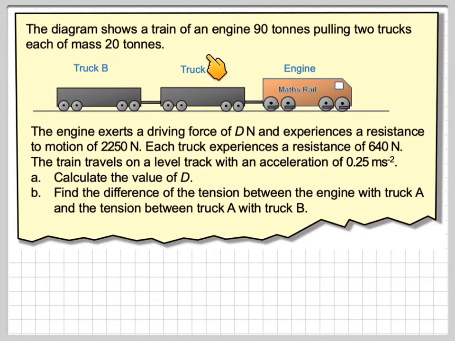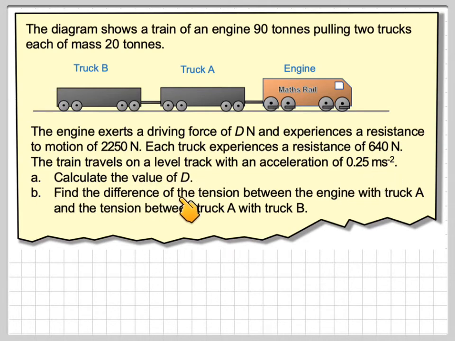The diagram shows a train of an engine of mass 90 tons pulling two trucks, each of mass 20 tons. The engine exerts a driving force of D newtons and experiences a resistance to motion of 2,250 newtons. Each truck experiences a resistance of 640 newtons. The train travels on a level track with an acceleration of 0.25 meters per second squared.